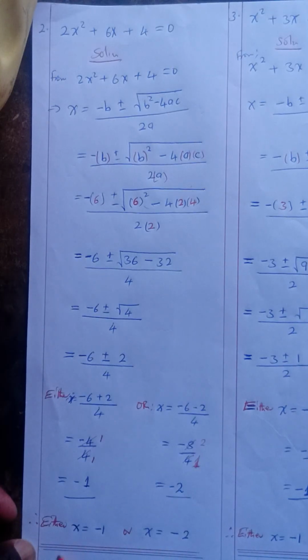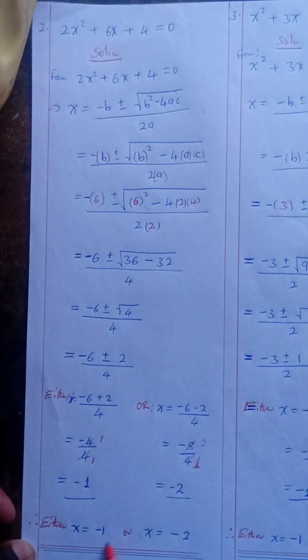Some people can put x is equal to open curly bracket, then we would write negative 1, comma, then negative 2, then close the curly bracket as being the answer. That's also another way of writing it.